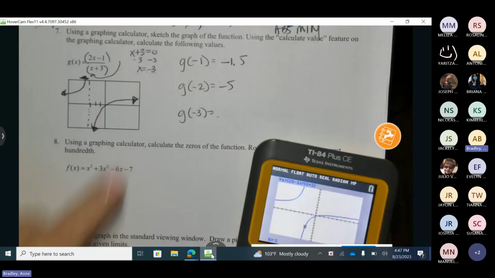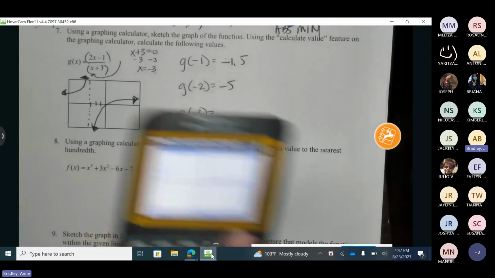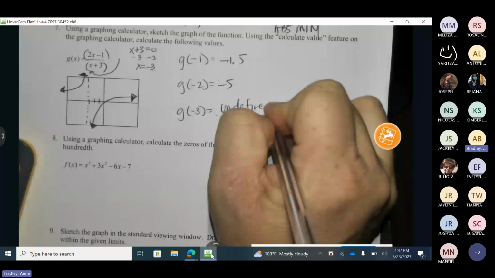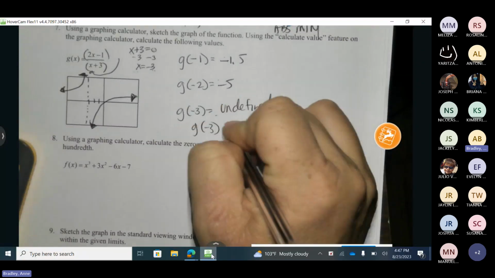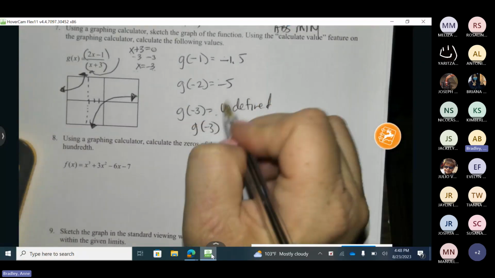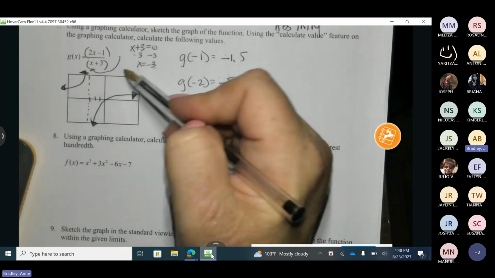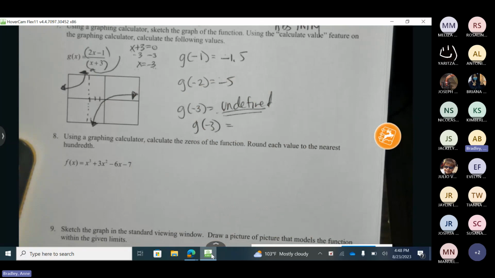So what happens if we plug it in? If we plug in -3, we're going to see no answer. It's just blank. So what do we do here? We call this undefined. Okay, undefined. Now, would I accept if you put no answer? You could write no answer, but really undefined is the math term. We can't define an output when the input is -3.